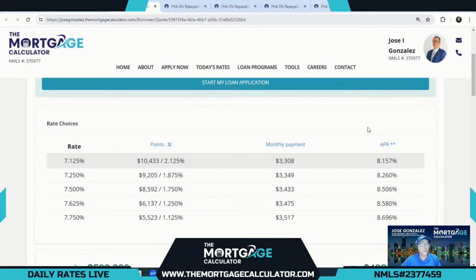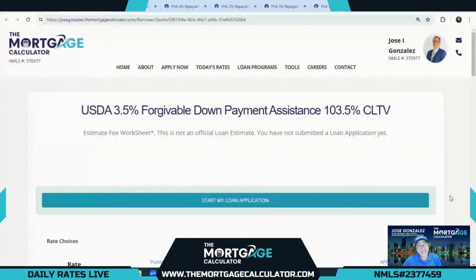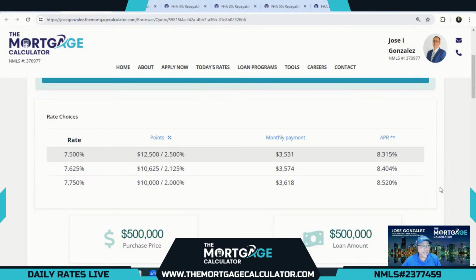But this is the option right here: 5%, 7.75, again, lowest cost option at 1.125, and you can buy this one down to 7.125. And last but not least, you all didn't know about this one, but this is an amazing one. This is USDA 100%. Remember, on USDA, combined with 3.5% forgivable DPA. Now, they only offer this option, the forgivable option, to combine with USDA loans. So you are looking at 7.75% as your lowest cost option and 7.5% as your lowest rate option.